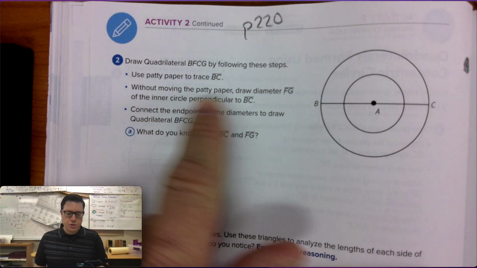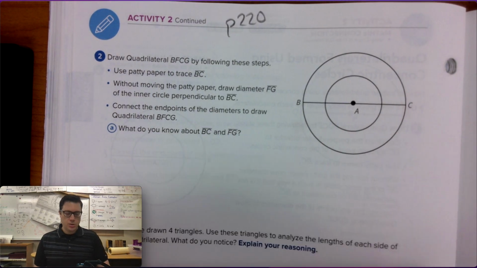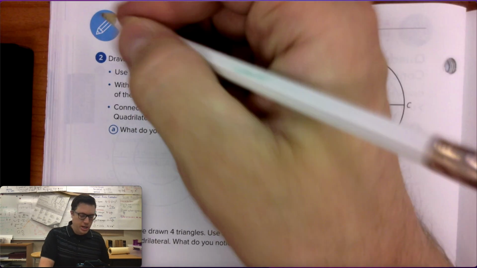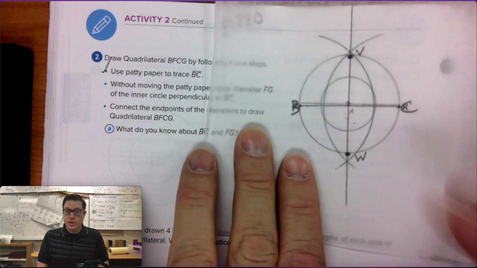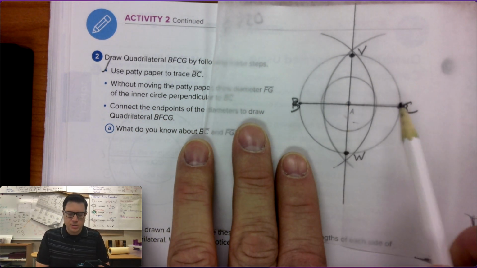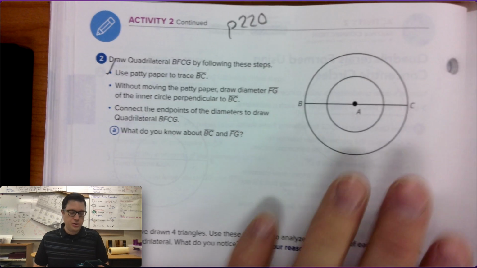Use patty paper to trace BC. If you have it created, please use it. Okay, check. Traced it. If you didn't, go back and watch the video from a couple of pages ago, like 216, in order to get this created.